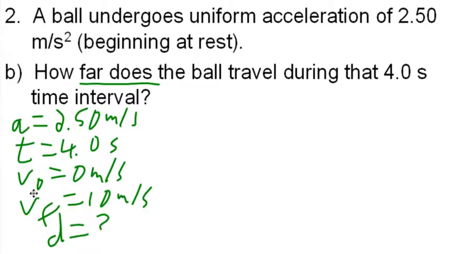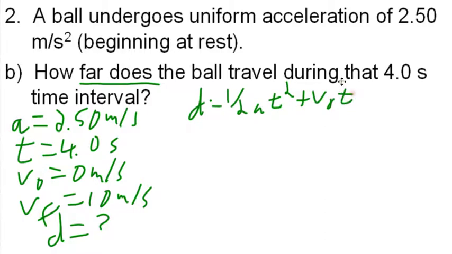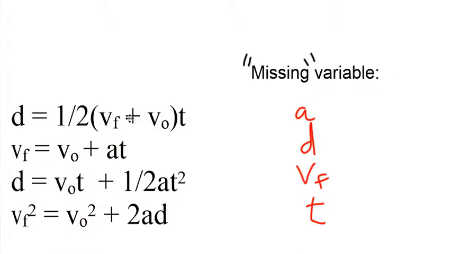So again, we have all of the variables that we need, so we can use any equations that we like, and we can choose one to check our work. Let's just use an equation that we haven't used yet. Let's use d is equal to 1/2 at squared plus v naught t. This is just one of the equations that we can use. We could use d equals 1/2 times Vf plus V naught times t. We could use Vf squared equals V naught squared plus 2ad. Any of these that have the d in them, we would be able to use at this point.